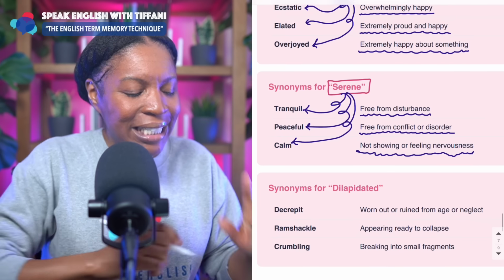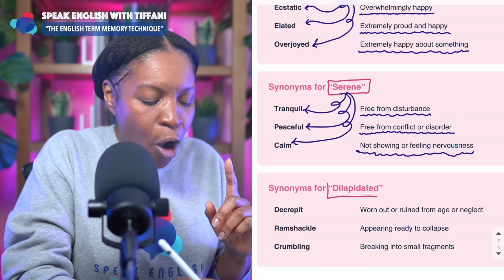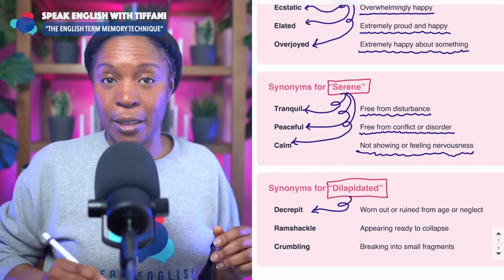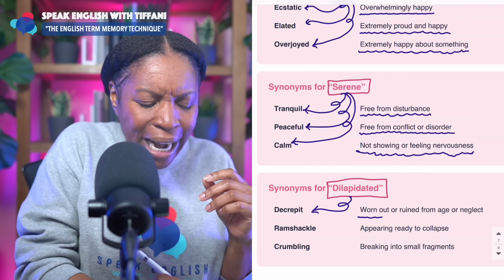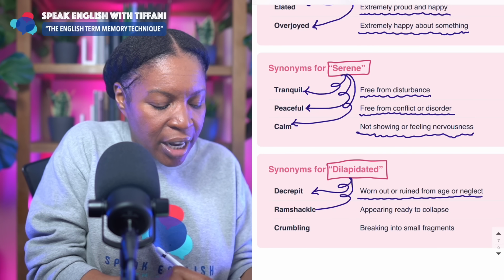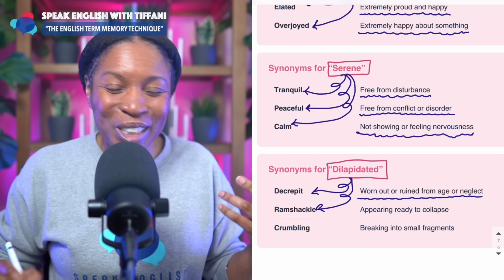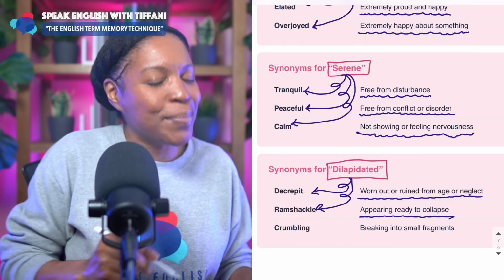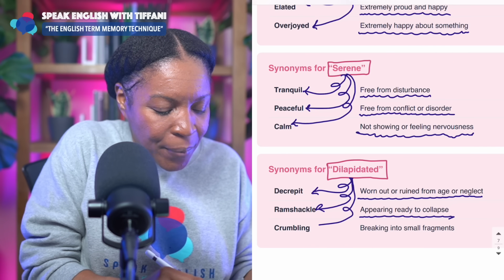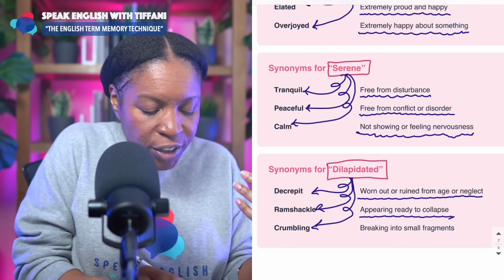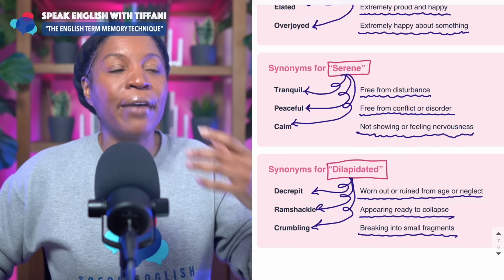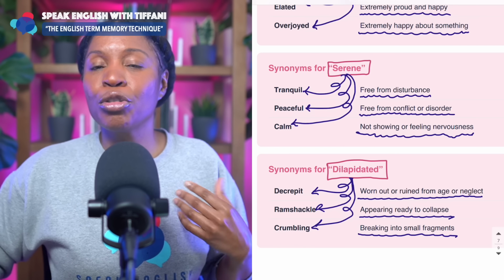And then what about dilapidated? Dilapidated also has 3 synonyms. The first synonym that we have for dilapidated is decrepit. Decrepit just means worn out or ruined from age or neglect. Then we have our second synonym, ramshackle. Ramshackle just means appearing ready to collapse. I like saying this word, ramshackle. And then our third synonym for dilapidated is crumbling, which just means breaking into small fragments. So we have 3 synonyms for dilapidated. We have decrepit, ramshackle, and crumbling.